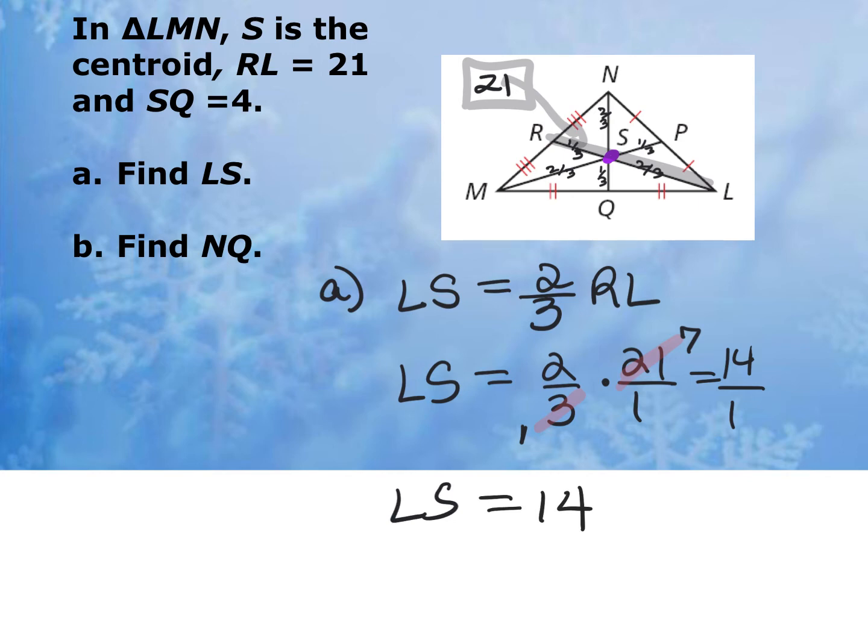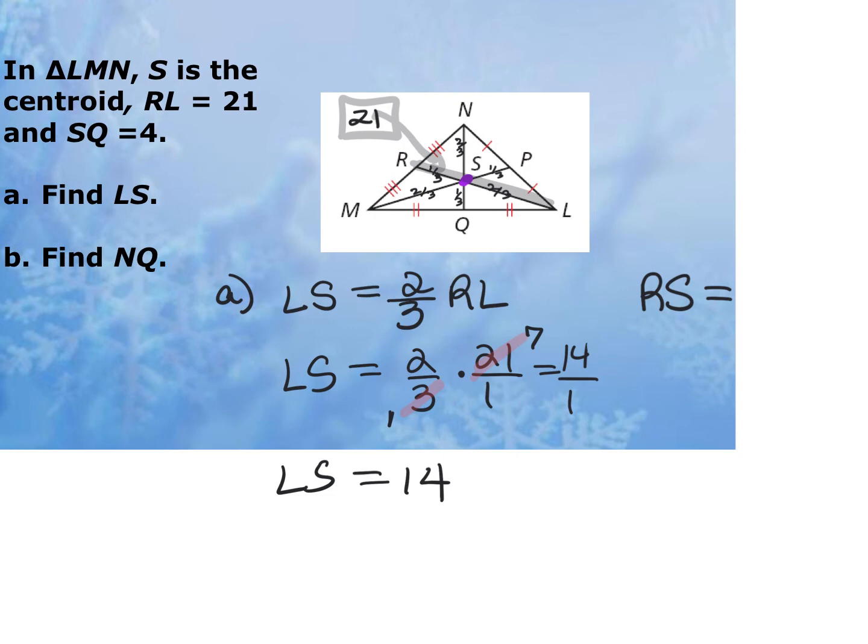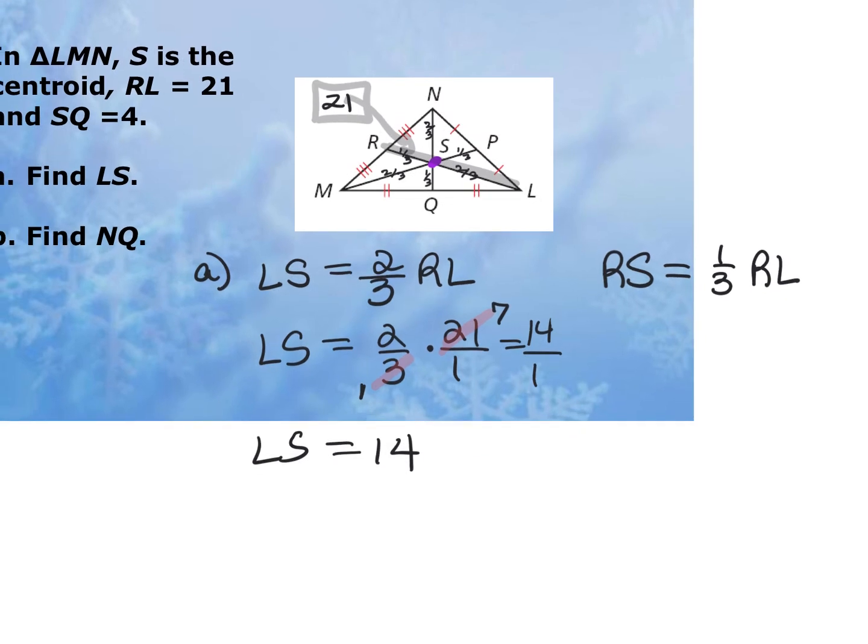Now, let me just add to this question. If instead they had asked me to find the length of RS, I can set this up the same way, except RS is the 1/3 portion of this. So what I could do is multiply RL by 1/3 to find the length of RS. So RS is equal to 1/3 times 21 over 1. Again, I like to simplify. And the length of RS is equal to 7.